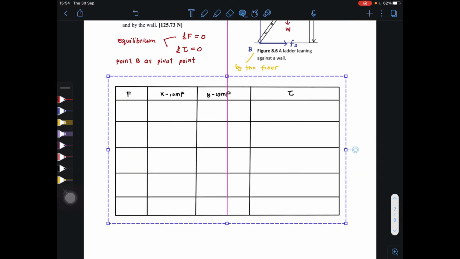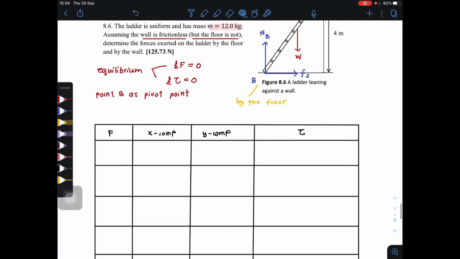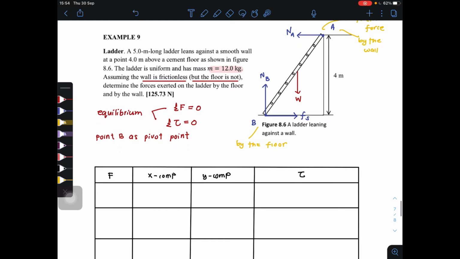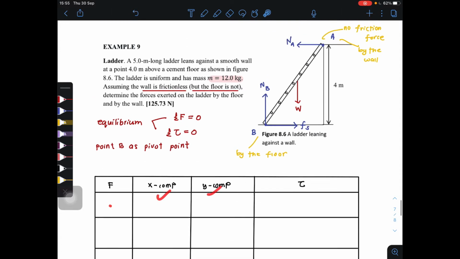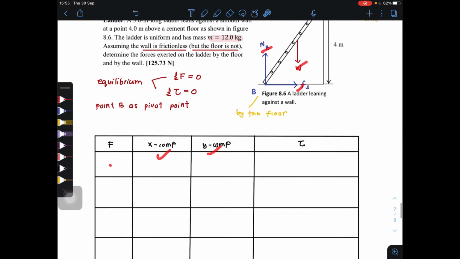Okay, let me move it a little bit. So now, in the table we need an X component, a Y component, and also a column for torque. So let's look at the X and Y components first. Okay, so let's first enter the forces here. We have four forces.